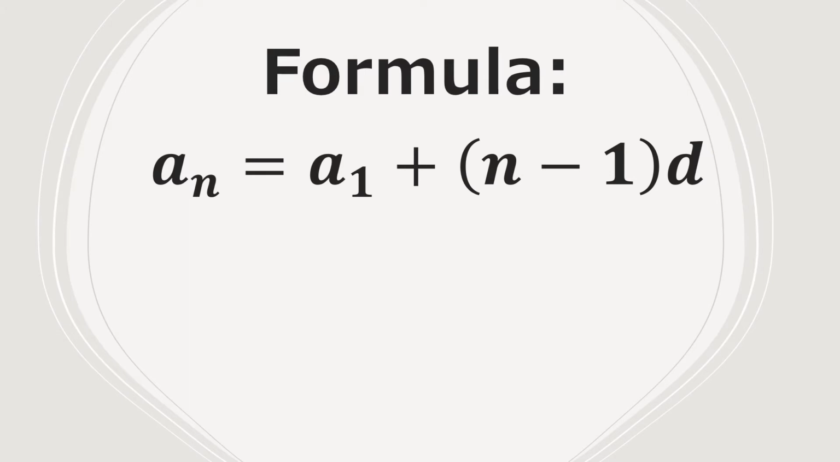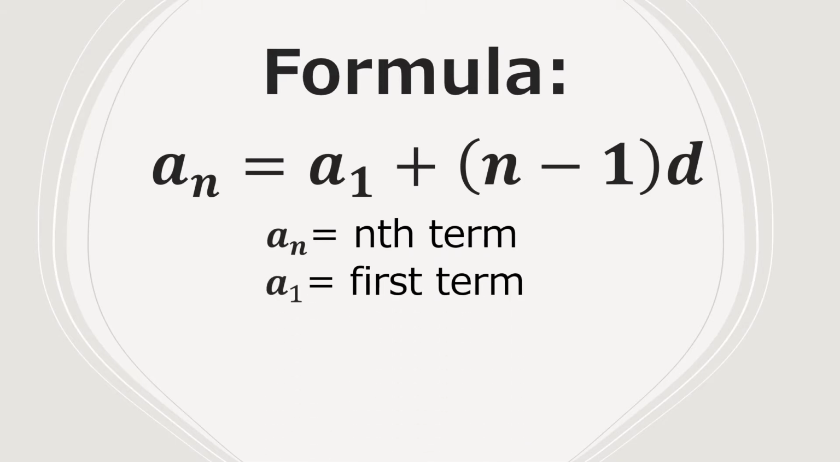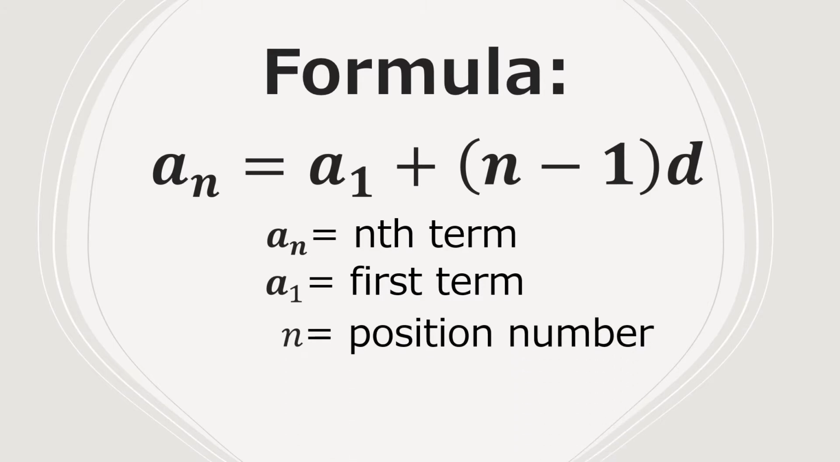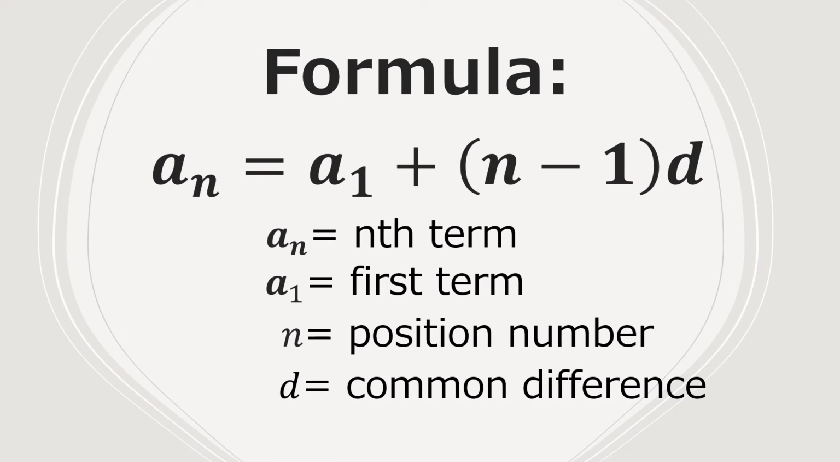So, the formula for the nth term of arithmetic sequence is a sub n equals a sub 1 plus quantity n minus 1 times d. A sub n ang nth term, a sub 1 ang first term, n is the position of number, and d is the common difference.